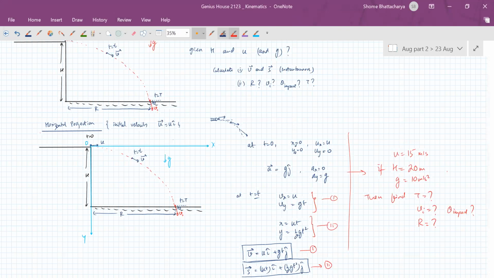So what I think you should be getting here is that the time should be coming out to be 2 seconds. Which means that this horizontal distance will become 30 meters. And the impact speed will in fact become 25 meters per second. And the angle of impact will therefore become 53 degrees.